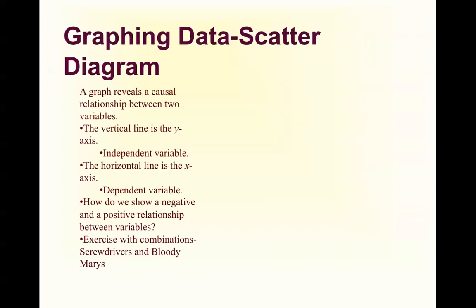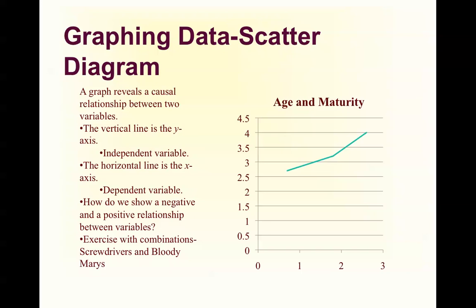Now finally, we have something known as a scatter diagram. A scatter diagram looks at two variables linked to each other. Now on this particular graph, I should have labeled the axes. On the x, or the horizontal axis, is age, and on the y, or vertical axis, is maturity.